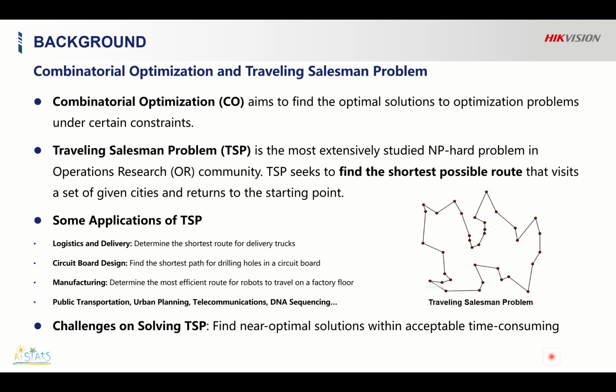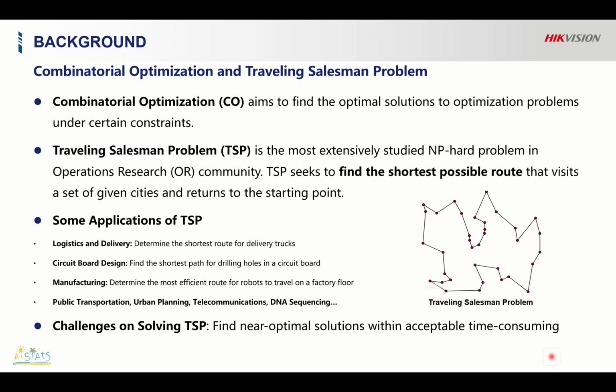The combinatorial optimization problem aims to find the optimal solution under certain constraints, and the TSP is a typical NP-hard problem in this community. TSP seeks to find the shortest possible route that visits a set of given cities and returns to the beginning point, as we can see in this figure. There are plenty of applications based on the TSP problem, such as logistics, delivery, and so on.